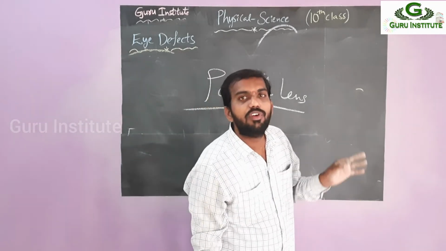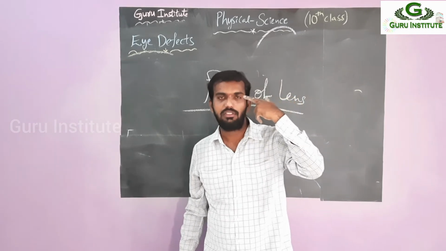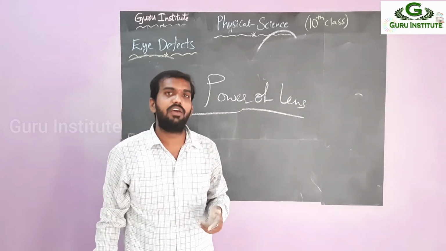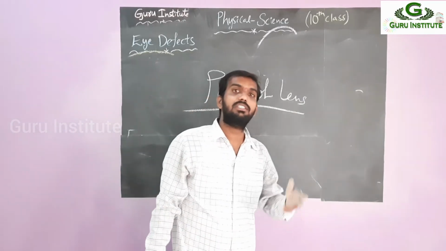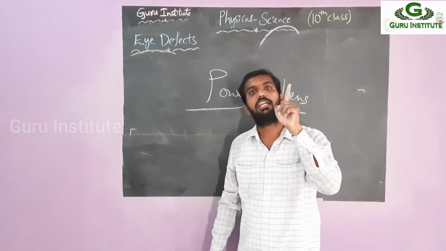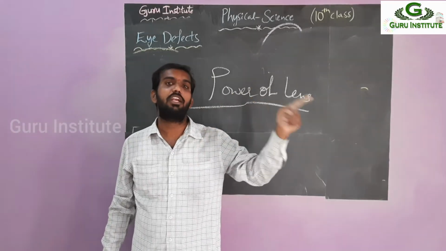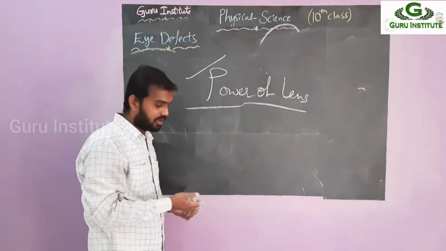The degree of convergence or divergence of light rays falling on the retina due to our eye lens. Convergence means directly, divergence means backside. The degree of convergence means convex lens, and the degree of divergence means concave lens. Simply, the degree of convergence or divergence of light rays falling on the retina due to our eye lens is called the power of lens.